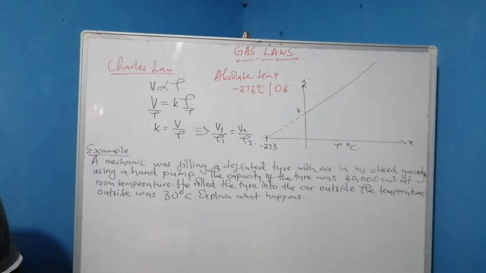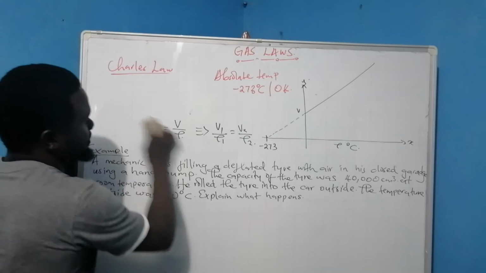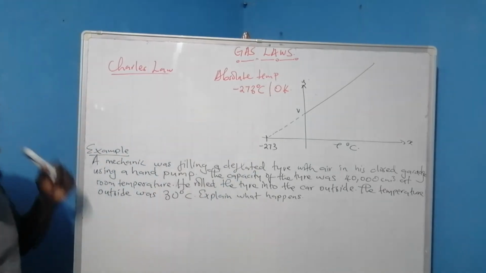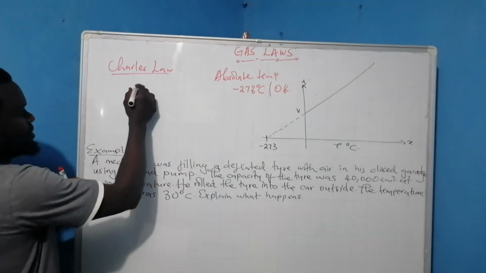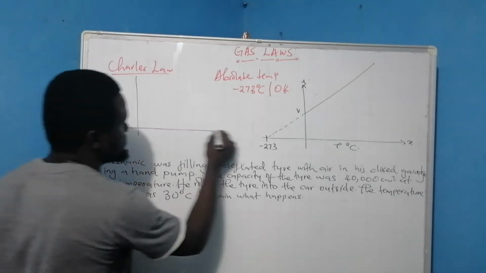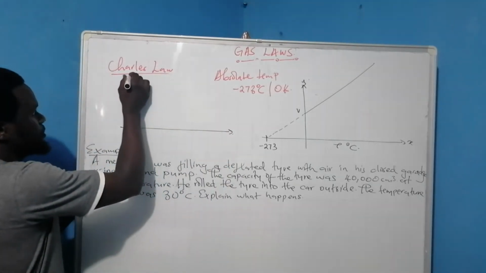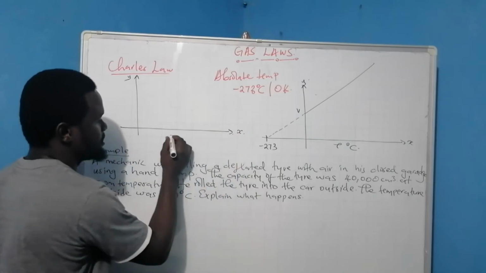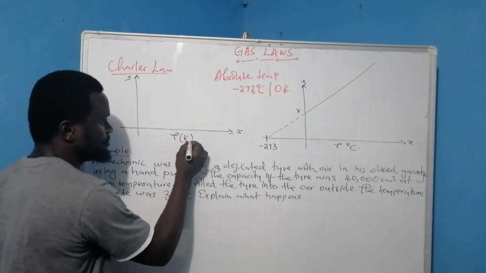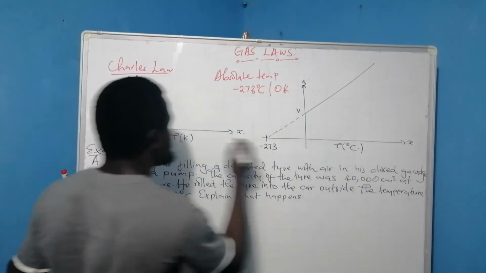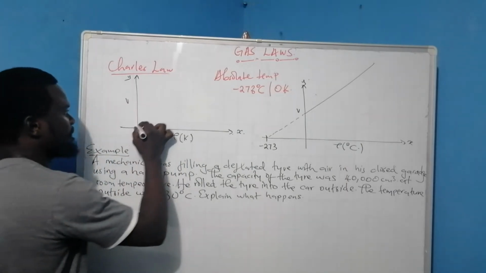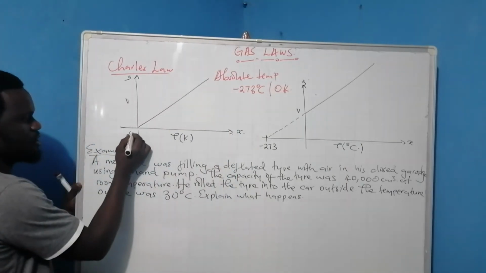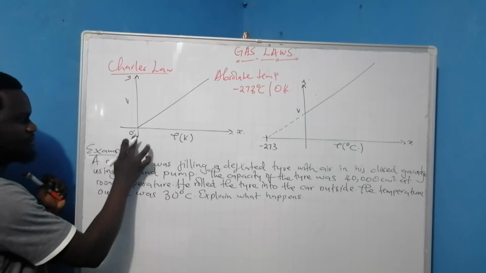And what if I have Kelvin? Remember, on Kelvin, I said it is 0 Kelvin. Therefore, this will be the shape of the graph. On the X axis, temperature, but in Kelvin, and on the Y axis, volume. I'll have a straight line from the origin. It begins from 0 Kelvin.